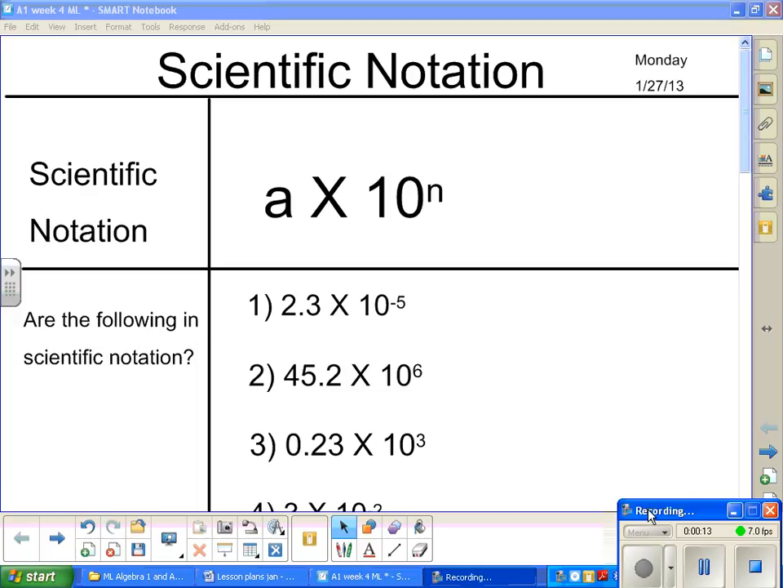Okay, so today we're going to do scientific notation. So scientific notation is a times 10 to the nth power.